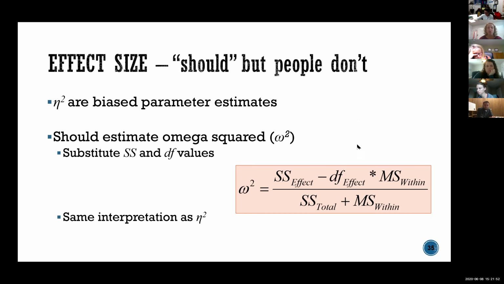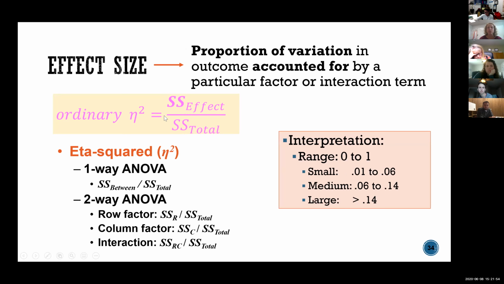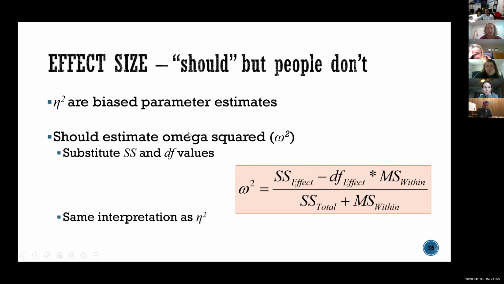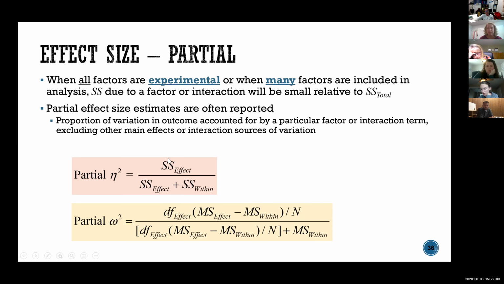If we look at the ordinary eta squared, we have the sum of squares of our effect over the sum of squares total. For the partial eta squared, the top is the sum of squares of the effect, but the bottom is no longer the sum of squares total. It's the sum of squares for that effect and the sum of squares within, that is, the error term. So it's excluding the other factors. This is usually what we use when we have a two-way ANOVA, the partial eta squared.